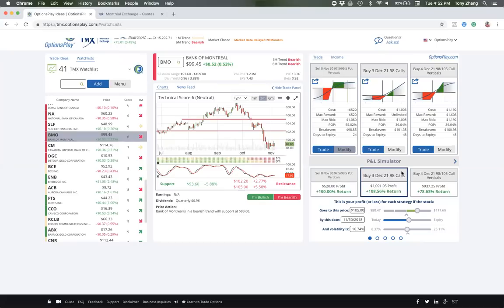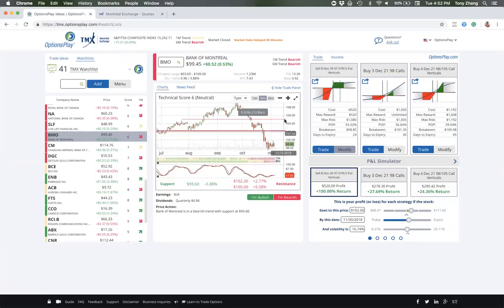So this is really where you can use our P&L simulator to compare different strategies, and this will help you decide exactly which strategy is best suited for you, because you can use our P&L simulator to work backwards to say, okay, I'm fairly confident that if it moves up, it can move at least to 102. And if that's all you're confident in, trade the credit spread.